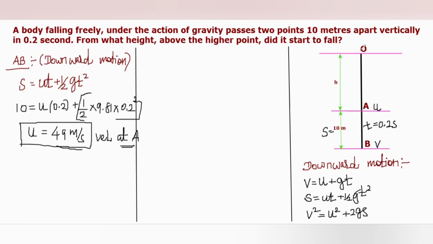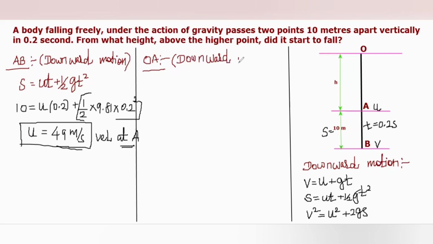Now I'm going to consider the segment OA. OA is also the downward motion.